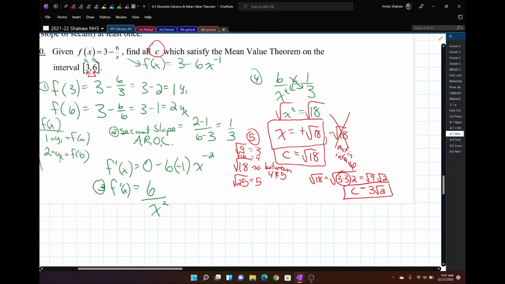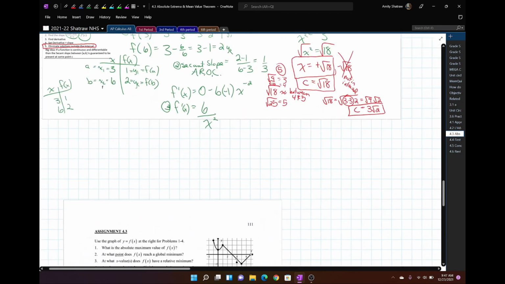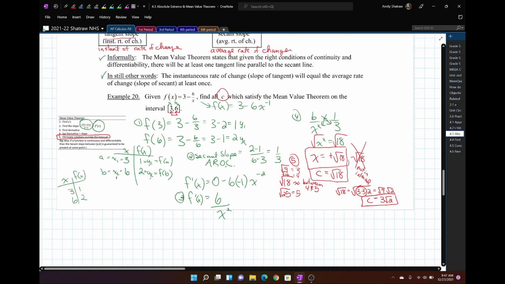So it's a tough problem, the mean value theorem. We are going to practice it. I guarantee it, a lot. Basically, every single homework for the rest of the school year will have one mean value theorem problem on it. So good luck.